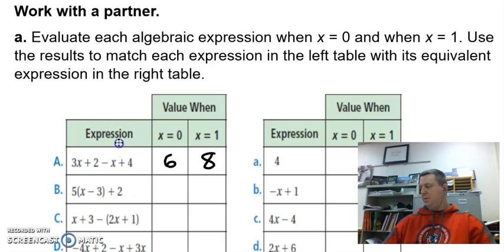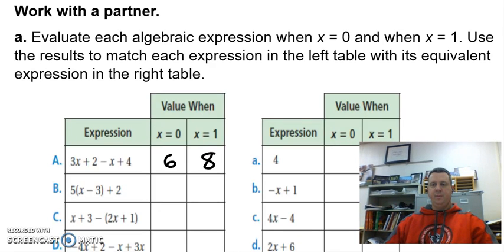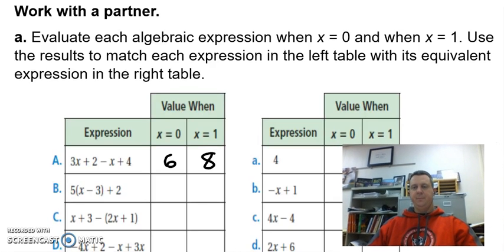Take a look at the chart, pause here. You're also going to take a look over on this side of the page, and complete that one as well. Pause and take a look.